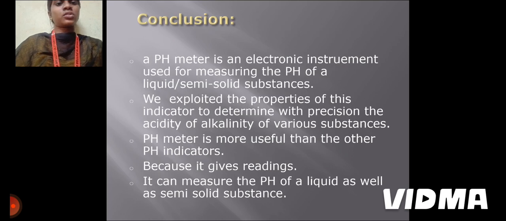In conclusion, a pH meter is an electronic instrument used for measuring the pH of a liquid or semi-solid substances. We exploit the properties of this instrument to determine with precision the acidity or alkalinity of various substances. A pH meter is more useful than other pH indicators because it gives precise readings. It can measure the pH of a liquid as well as semi-solid substances.